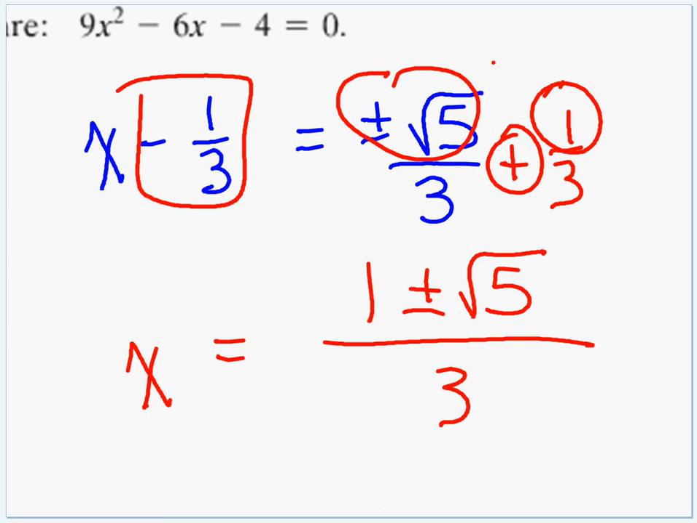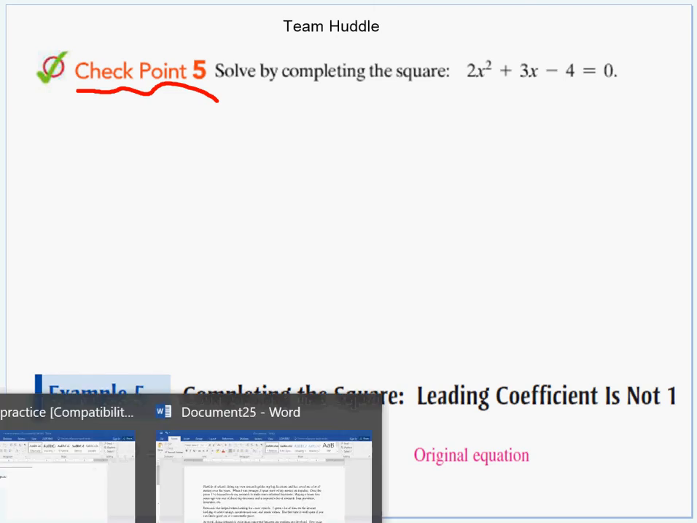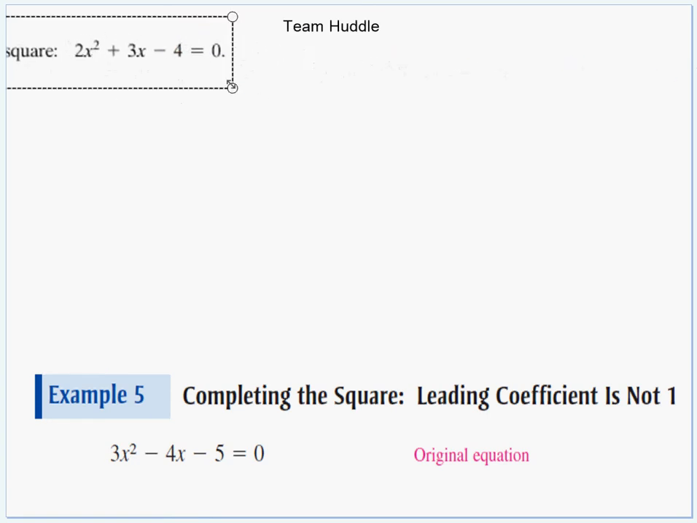Okay, I think that is the last example. Now here's a checkpoint from the one book, so give this one a try using complete the square. And then here's an example 5 from the other book. Let's just do this as a practice problem also. So try these two problems, pause the video, and then start them back up and see if you got the answers right.